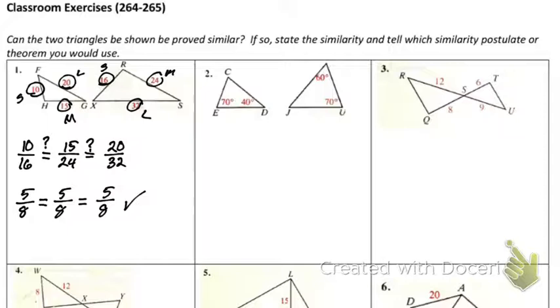So let's go ahead and state our similarity. We could pick anything. I'm going to pick FHG. It is similar to triangle... So I went from F to H. That went along my small and went to my medium. So I need to go across my small to my medium. So that'd be X, R, S. And we did use side, side, side. I just kind of ran out of room writing big.